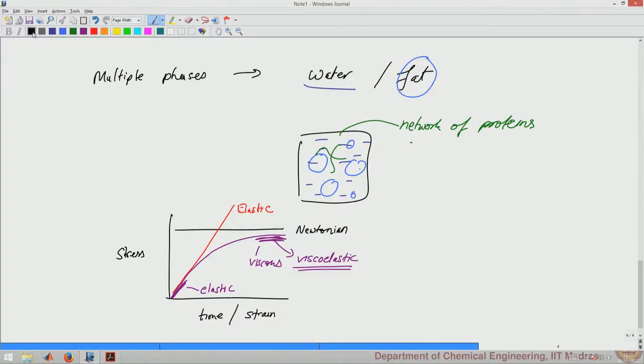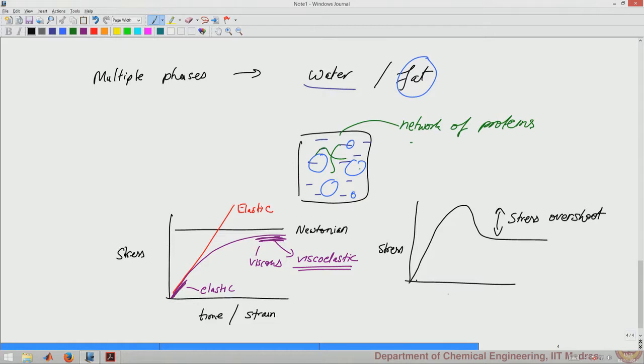What we see in a large class of materials which are nonlinear, and this we have seen before, is that there is a stress overshoot observed. So, we see a stress overshoot, and by knowing this stress overshoot we can find out the time or strain, and what the underlying microstructure in the material is.